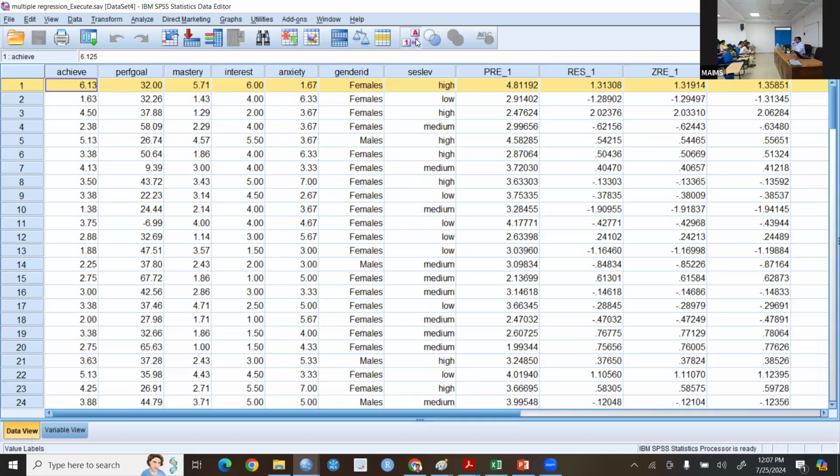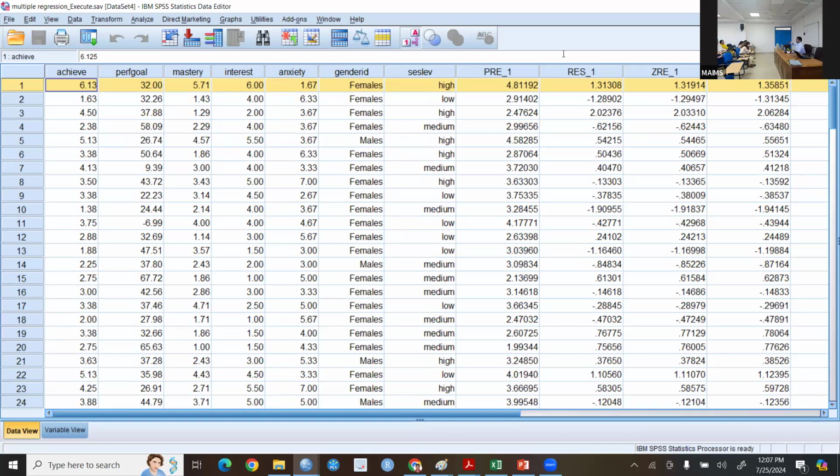So candidate number 1 is a female who has achieved fairly well in CGPA, 6.13. Performance is okay. Goal is not high. And mastery is average, 6, interest is 6, anxiety is low, and socio-economic level, SES level, is high. That means she belongs to the higher income group.